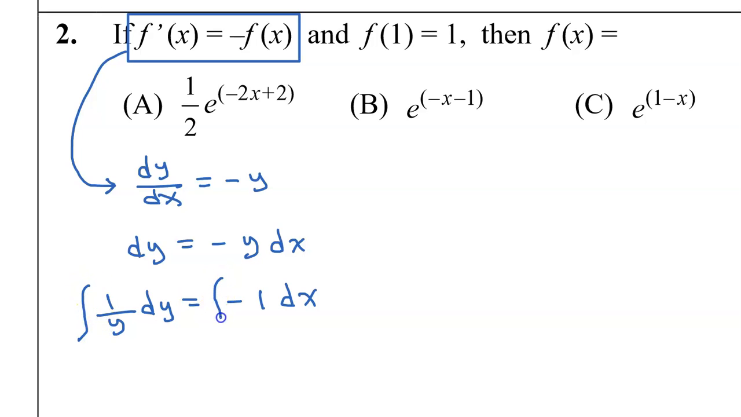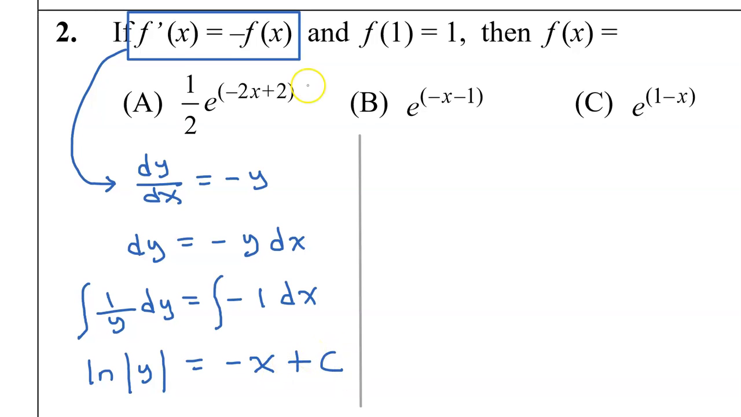of the equation. The antiderivative of 1 over y is the natural log of the absolute value of y plus c, but I'll save the plus c for the right-hand side of the equation. The antiderivative of negative 1 is negative x, and there's your plus c.